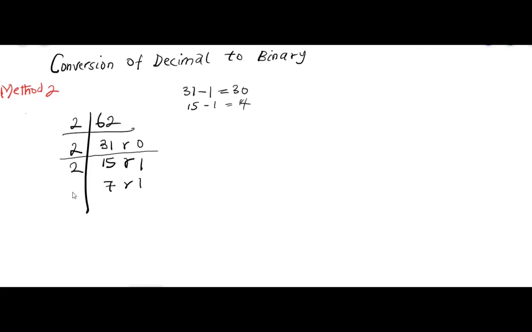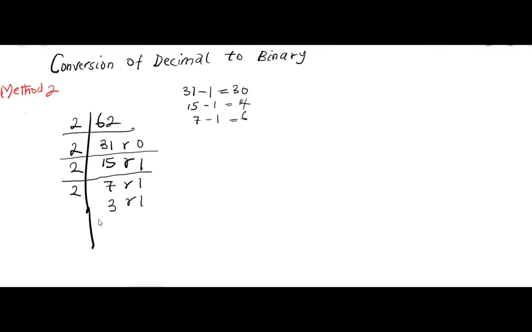Then the next thing we are going to do is divide this 7 by 2. So write our 2 here. 7 is not an even number, so we subtract 1. 7 minus 1 is 6. So 6 divided by 2, we have 3. Since we subtracted 1, we have remainder 1.